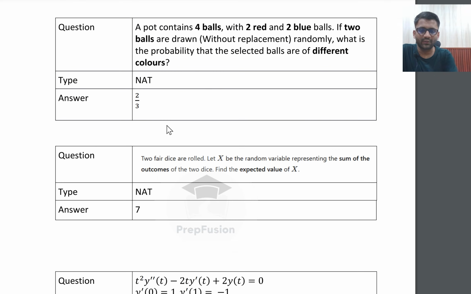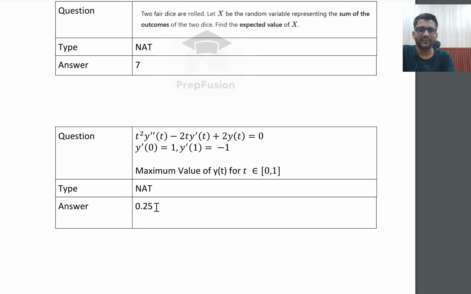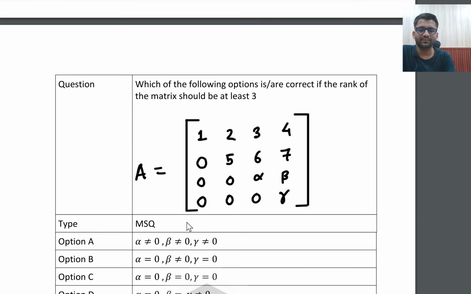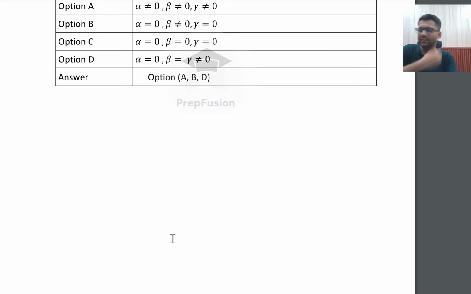So for this one, 2 by 3 was the answer. Here the answer was 7. For this question, the answer was 0.25. Here options A, B, D would be correct. You can check it out.